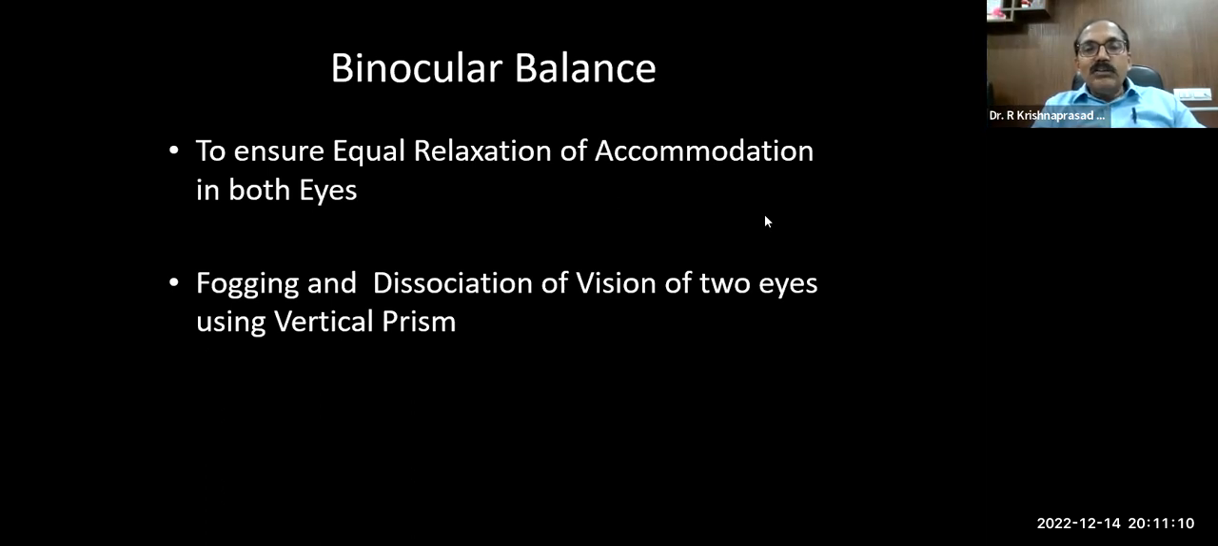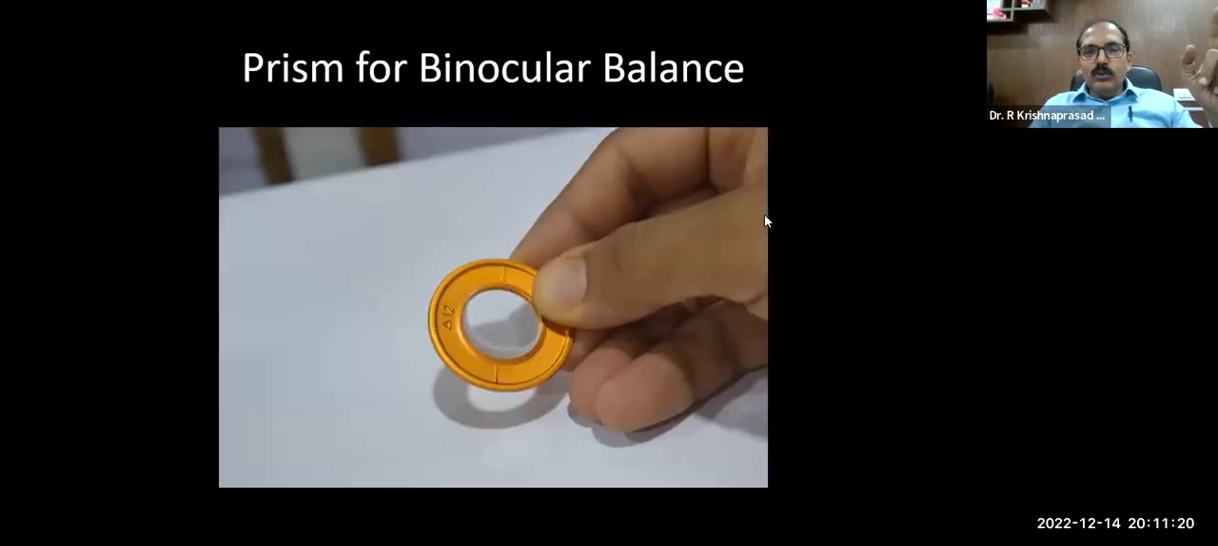But how do you check vision of both eyes simultaneously? It is not possible. It is possible if you dissociate the vision of both the eyes using a vertical prism. So you have this, a 12 prism diopters vertical prism, whichever way. So you can use it in your trial frame. So all your trial sets have this in the trial set. So this is for binocular balance. So tomorrow you can actually check this out.